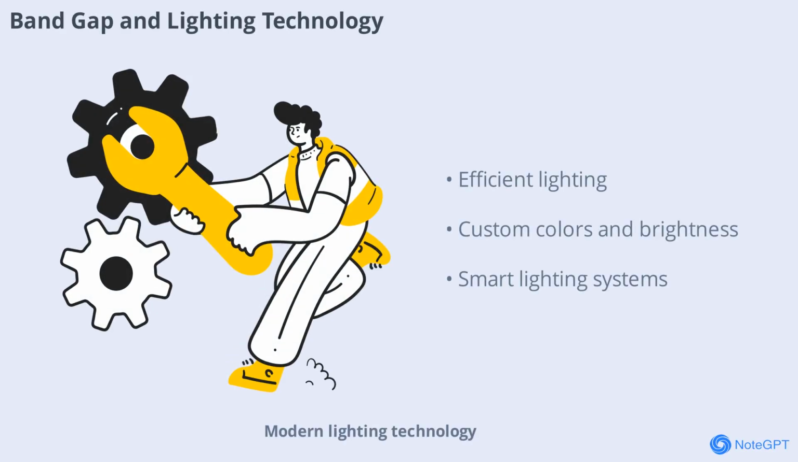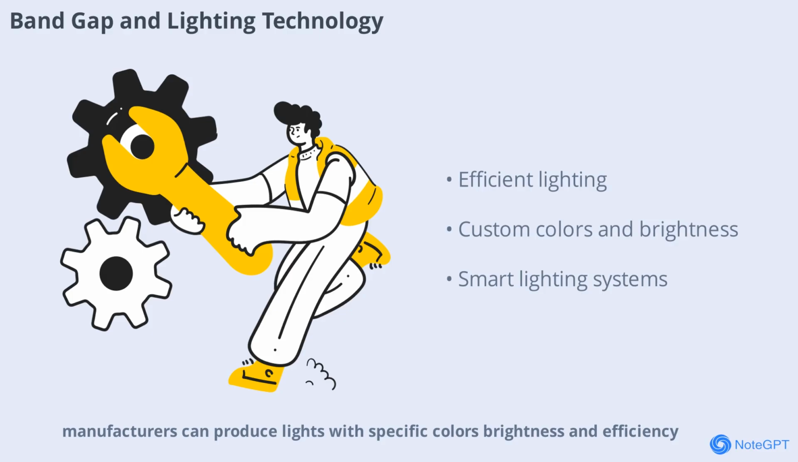Modern lighting technology, from energy-efficient bulbs to smart lighting systems, uses semiconductors with engineered band gaps. By selecting materials with the right band gap, manufacturers can produce lights with specific colors, brightness, and efficiency. This has revolutionized the way we light our homes, offices, and cities.